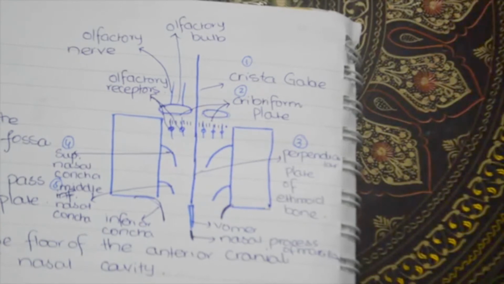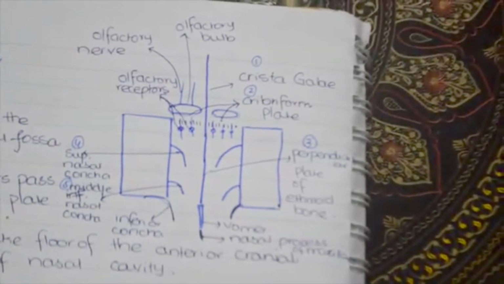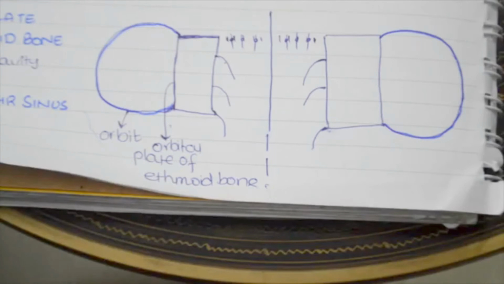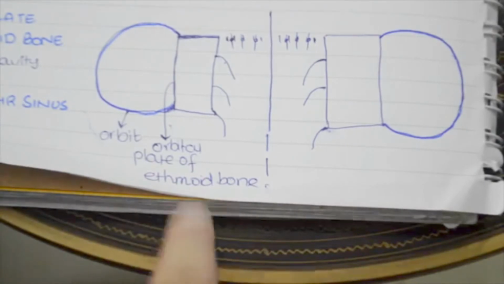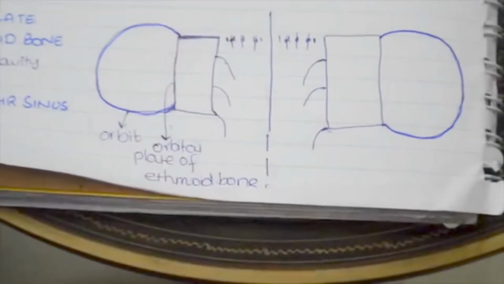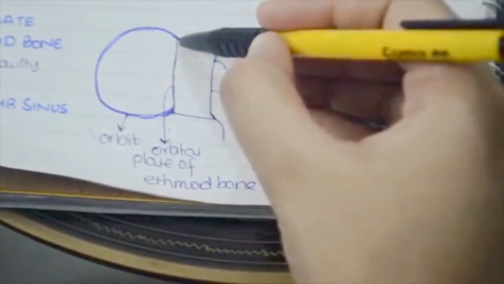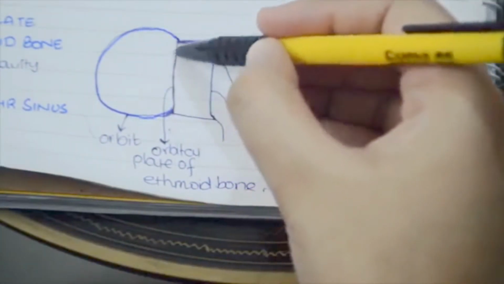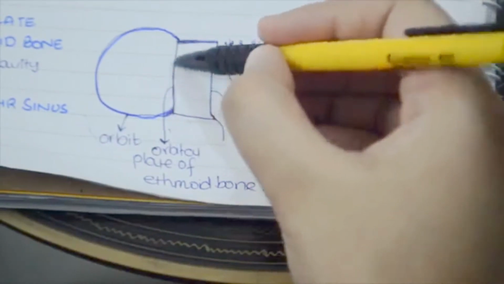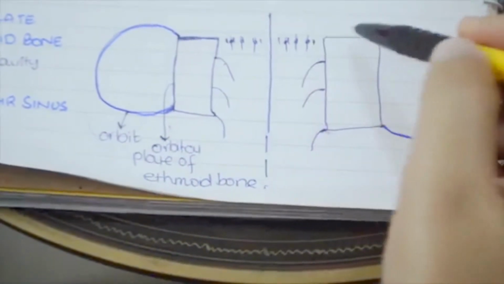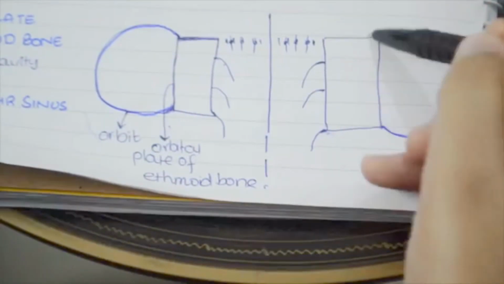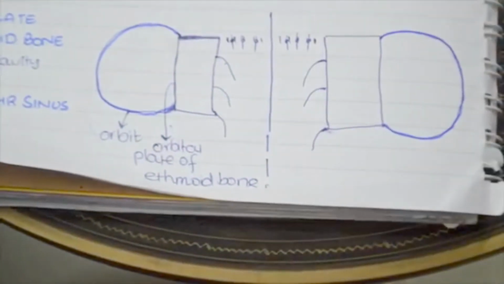Now the next diagram related to the ethmoid bone. Over here that triangular thing is explained properly. So the orbital plate of the ethmoid bone is this part. This plate over here is the orbital plate of the ethmoid bone, and this is the orbit. And over here, this is the orbital plate of the ethmoid bone. And the rest, you know what it is.